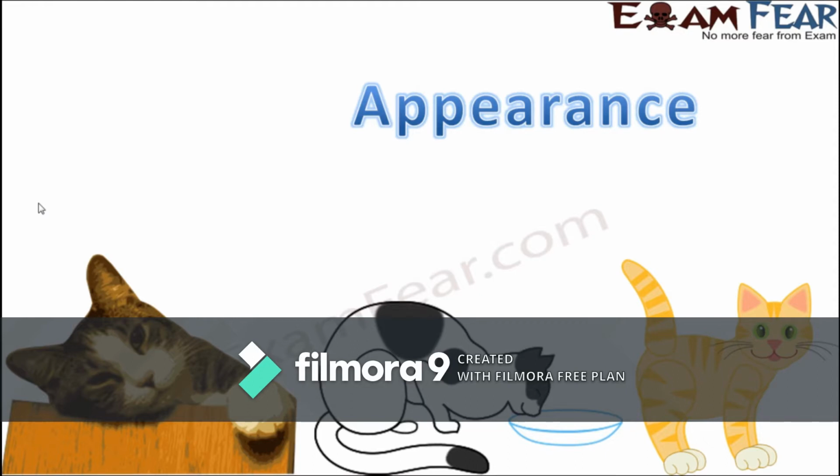So, all of these have different appearance. When I talk about appearance, it is the external features, maybe the color, the shape, the size. So all these things fall under appearance.